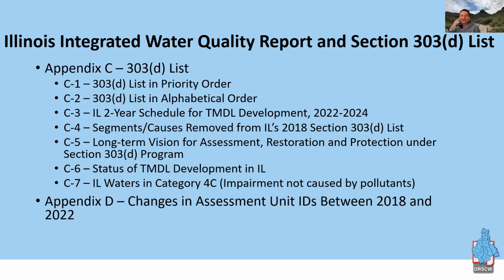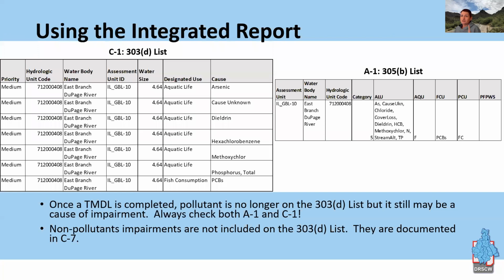Then Appendix D was changes in assessment IDs between 2018 and 2022. This was mainly cleaning up some typographical errors in the reports, where maybe the stream segment or the HUC code on some of these streams were wrong in the old list, and they have made that change moving forward. So this is the key slide, and then we'll get into the summary of how to use the report.